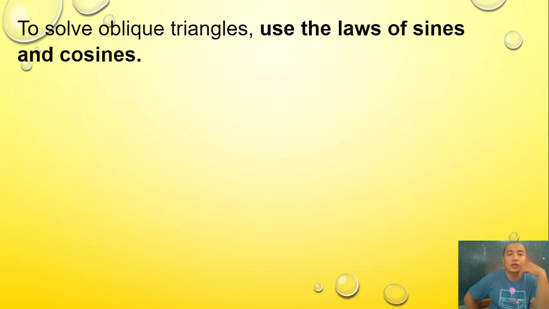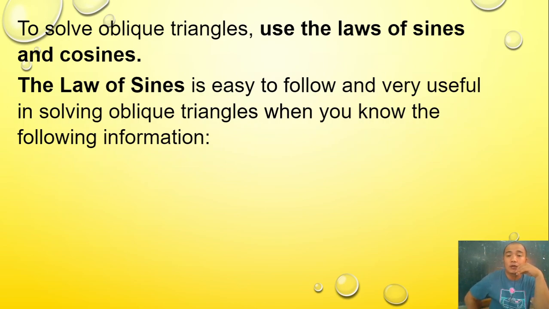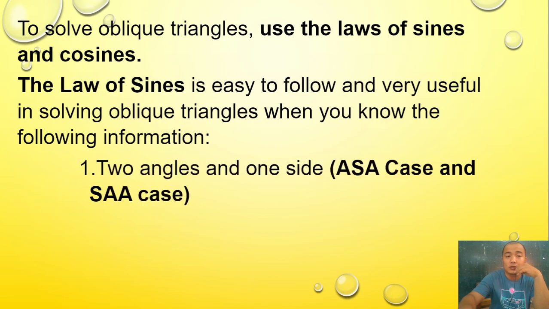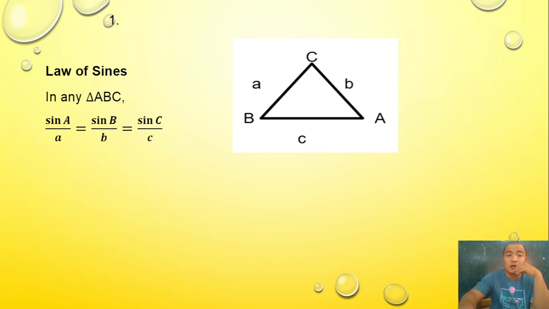So to solve oblique triangles, use the law of sines or law of cosines. The law of sines is easy to follow and very useful in solving oblique triangles when you know the following information: SAA case and ASA case, two angles and one side are given; or two sides and an angle opposite one of these sides, SSA case or the ambiguous case.